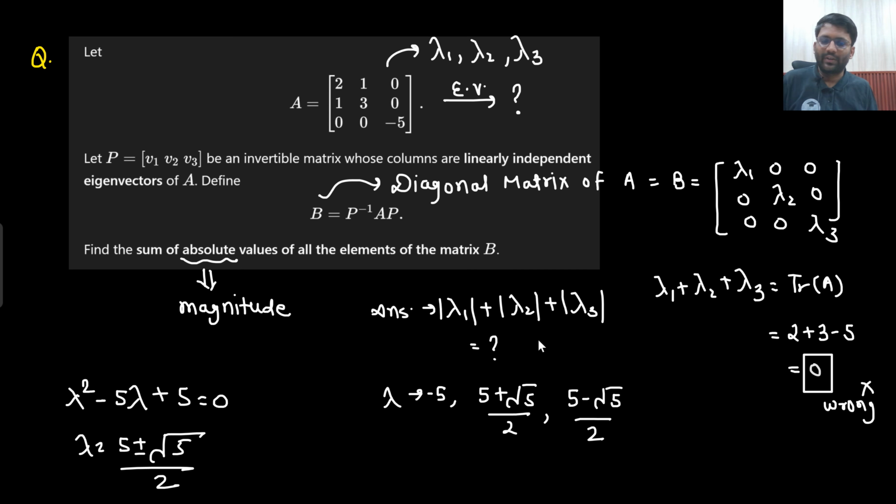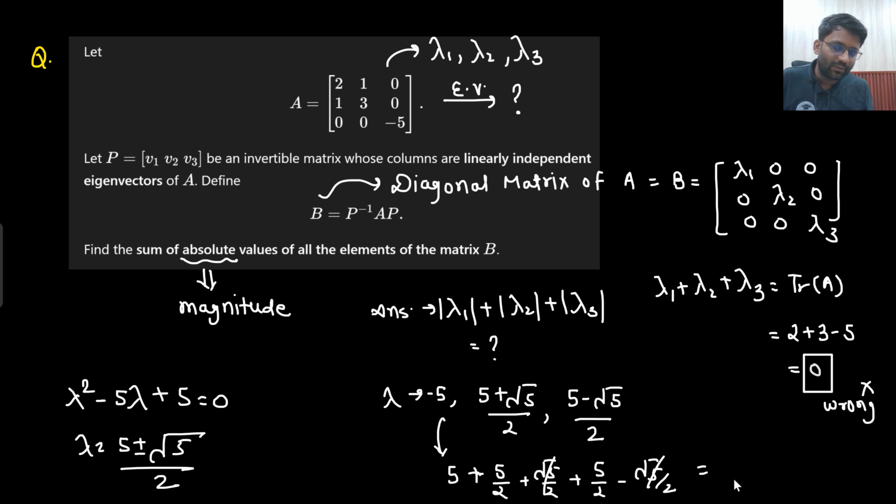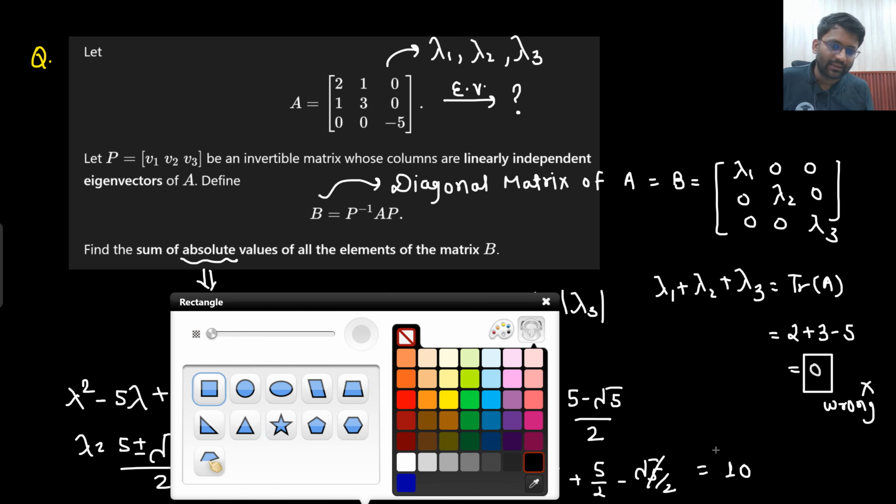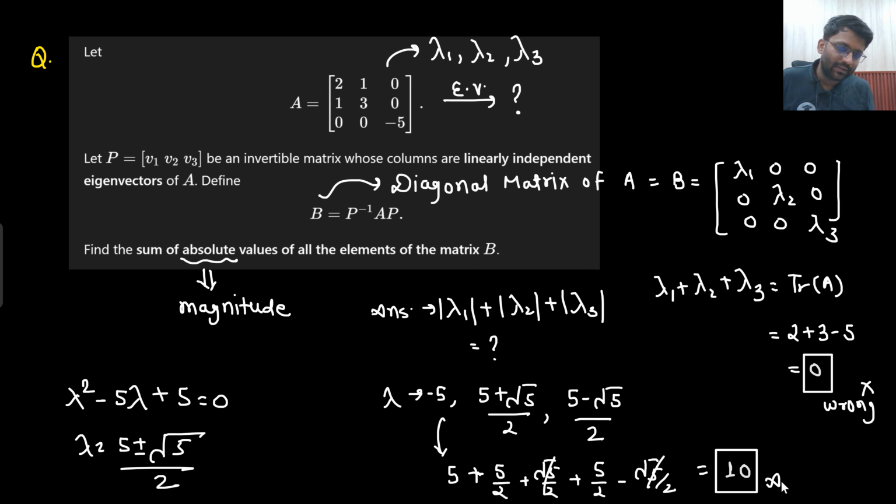So what all are the absolute values? So absolute values will be here, magnitude of lambda 1 will be magnitude of 5 plus under root 5 by 2. This will be a positive value, no? This will also be a positive value. So what you can do? 5 by 2 plus under root 5 by 2 plus 5 by 2 minus under root 5 by 2. We are just adding up these values. I just need to take the magnitude. Here I took the magnitude. This as it is, this as it is, because they are positive values only. So this and this are getting cancelled out. Answer is 10. This is the correct answer.